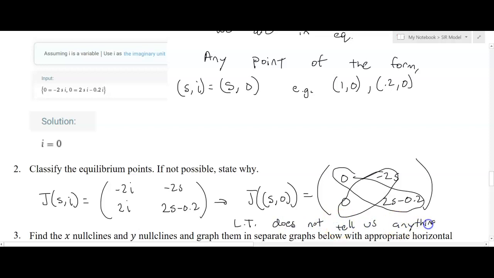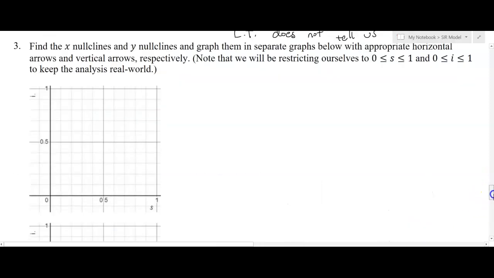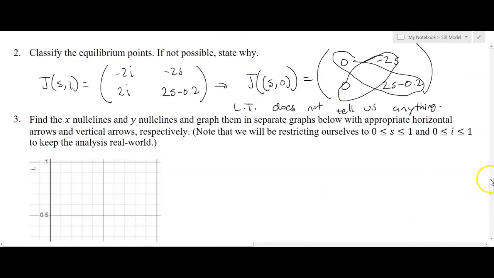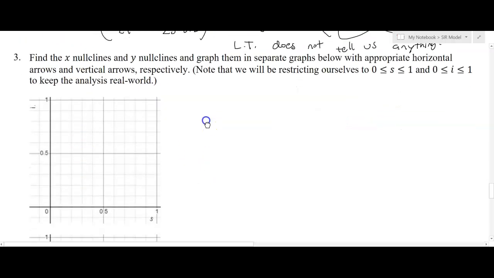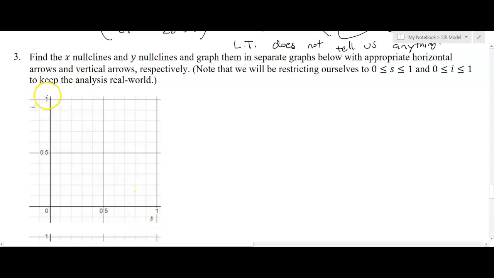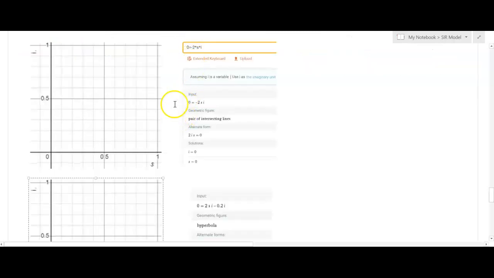So this is one of the disadvantages, that if you get these weird kind of equilibrium points, a lot of times you may not have solutions. So now what I want to do is plot the nullclines. So I will keep track of the number of susceptible on the horizontal axis, infected on the vertical axis, and we're only going to focus on the first quadrant. So let's go ahead and find the S nullclines. They're not really X nullclines, they're S nullclines. And let's do that next.